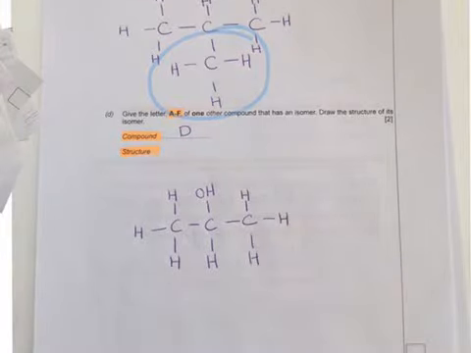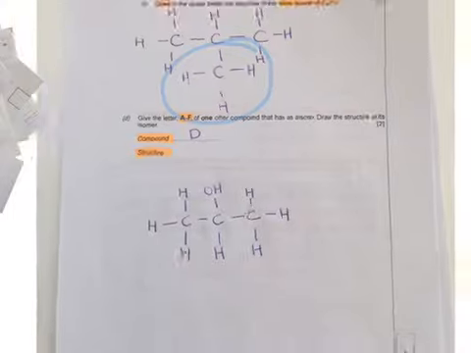Give the letter A to F of the one other compound which has an isomer. Draw the structure of this isomer. So if you flip back on the other page, the other one that could form an isomer, you're looking at things that tend to be a little bit of a longer chain, and that would be compound D. And that one is because the original structure you're shown is like a bent structure. This one is a straight chained isomer.